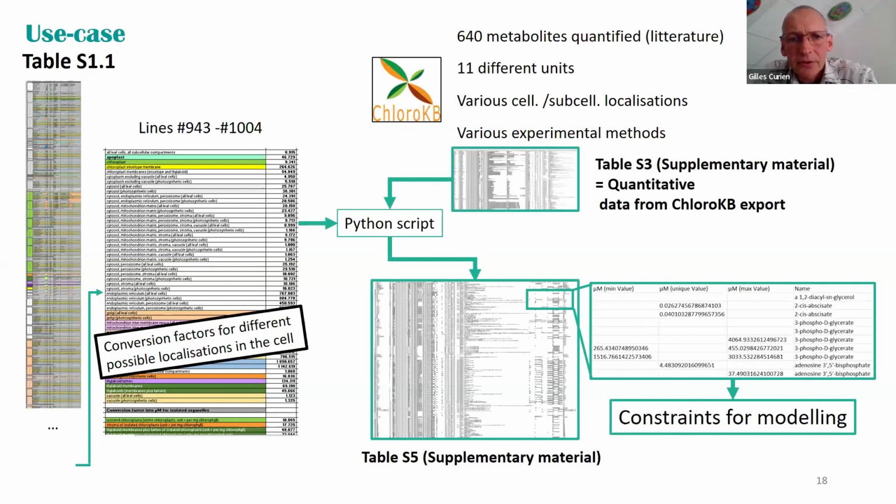And then with a Python script, we were able to convert all these data, given in a variety of units, into a common unit, micromolar. This could be used as constraints for modeling. This had actually been used by one of the co-authors, Ed Smith, in thermodynamic modeling. It was a way to get his model converging. So somehow it appears to be useful.